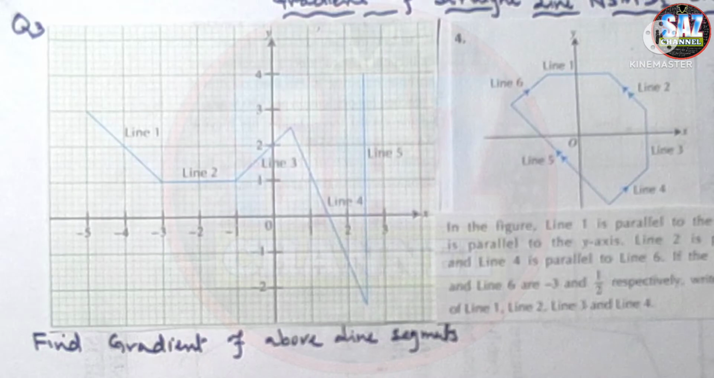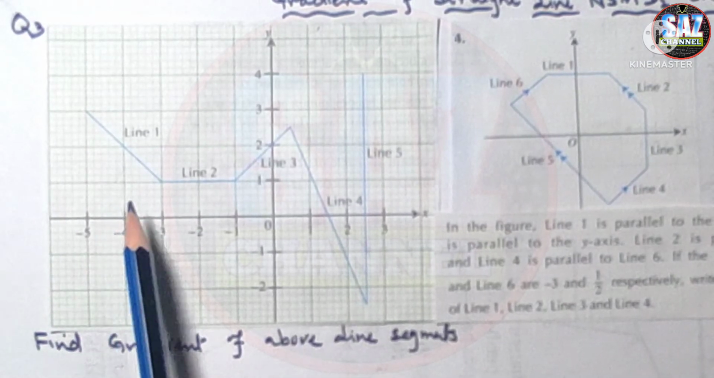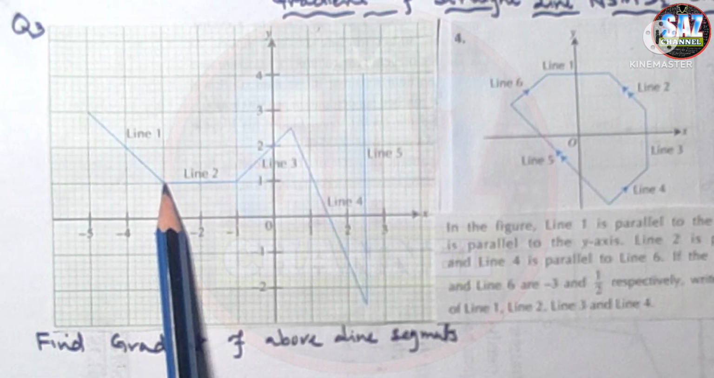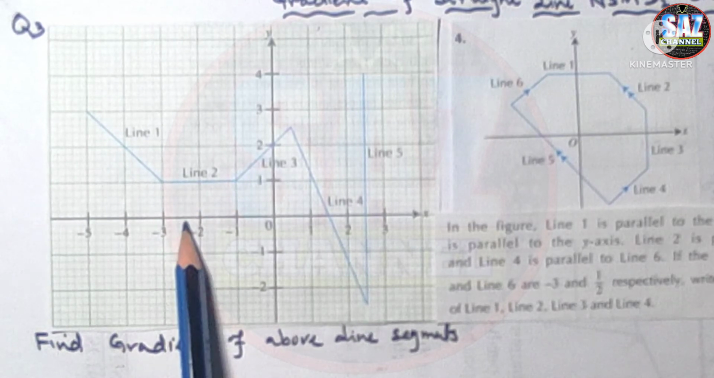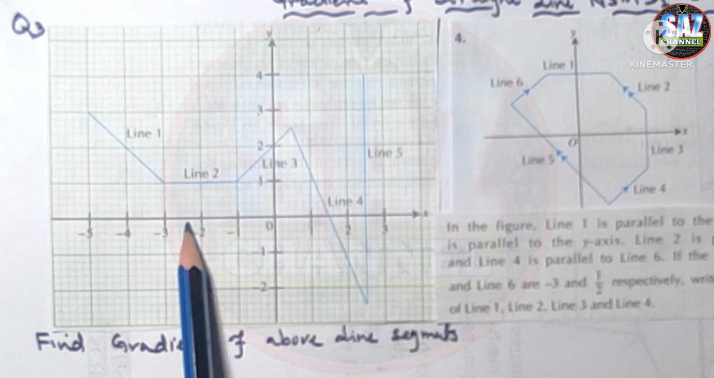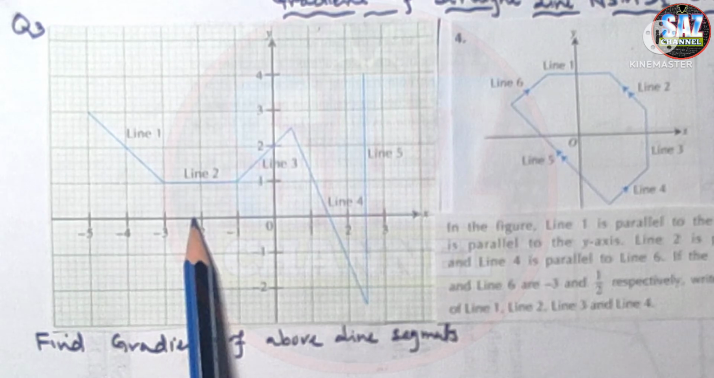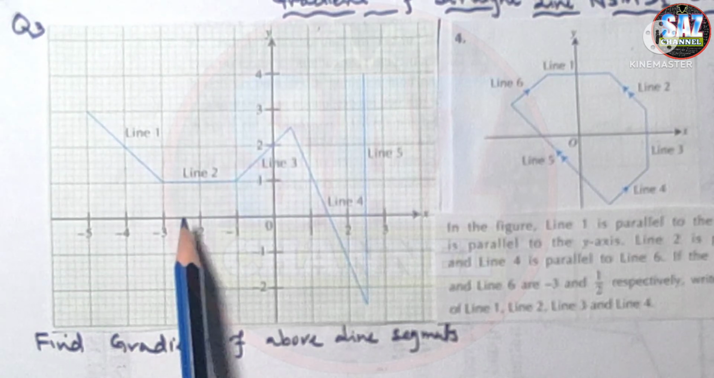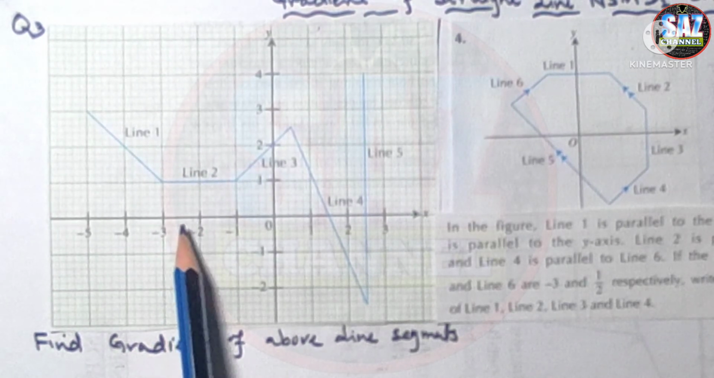Question 3 says, the figure shows 5 lines. Line 1 is a non-vertical line. Line 2 is parallel to the x-axis. So recall that when a line is parallel to the x-axis, what is the general name of that line and what are the qualities of that line.